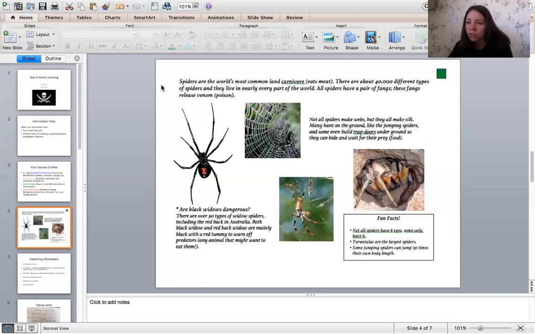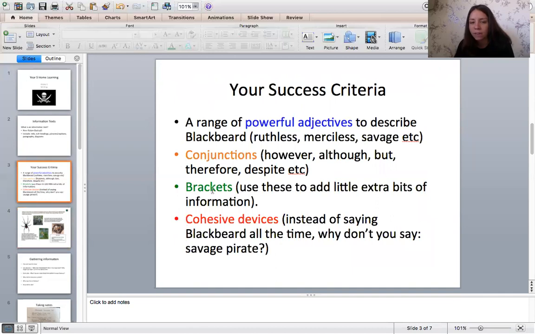And I know, because I've looked at my success criteria, that this part here, eats meat in brackets, is telling me extra information about this word here, carnivore. So the author of this information text has used parentheses to add extra information. There are about 40,000 different types of spiders, and they live in nearly every part of the world. All spiders have a pair of fangs. These fangs release venom. And in brackets here, we've got poison again. So if we go back to our success criteria, we've definitely got the brackets part of this.